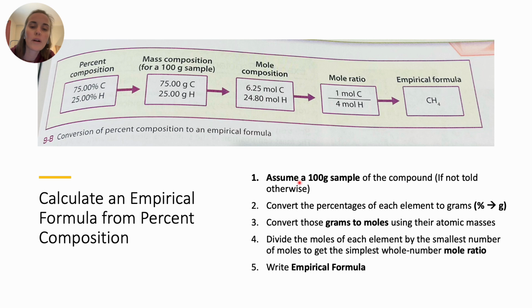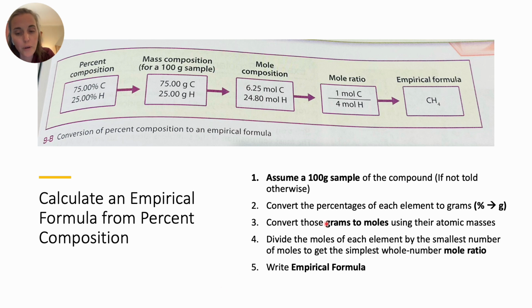So for doing this, we are going to take the first step. We're going to assume a 100-gram sample of the compound, if not told otherwise. In a previous lesson about percent compositions, you were told we're specifically focusing on this sample size. But in this, we're just giving you a percent composition, and we're saying, okay, assume 100 grams. So step 2 is you convert the percentages of each element to grams. If you have 75% of something, that's 75 out of 100. So if you assume a 100-gram sample, then it's just going to be 75 grams. It's the exact same number, but with grams instead of a percent, because it's that 100-gram sample size.